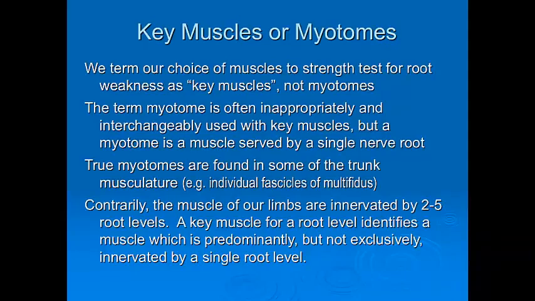The terms key muscle and myotome have different meanings, although they're often used interchangeably. Key muscles are muscles predominantly innervated by a single root level. A true myotome is only innervated by one root level anatomically. When we're testing muscles, we're typically doing so in the limbs, where our muscles receive innervation from 2 to 5 root levels. This may seem just like semantics, but your use of the correct term demonstrates your neuroanatomic knowledge.